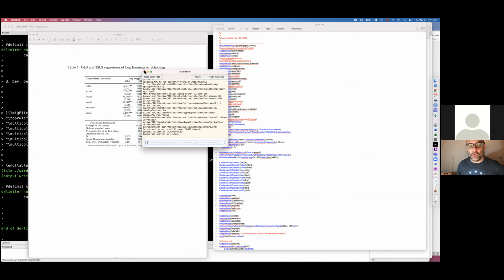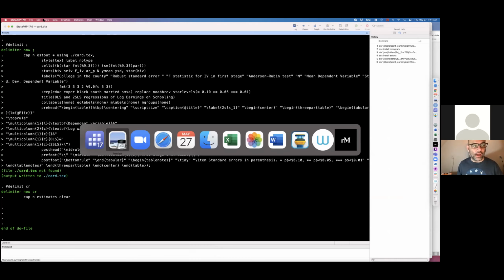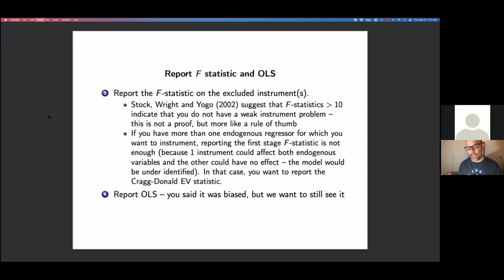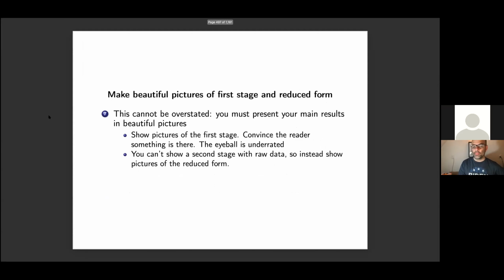Okay, so you do have some options for trying to create the tables yourself. But I just present this right here as an example. Okay. If you have many instruments, in my opinion, pick your best one. Report the just identified model. Check your over-identified two-stage least squares models with LIML. And then lastly, make beautiful pictures.